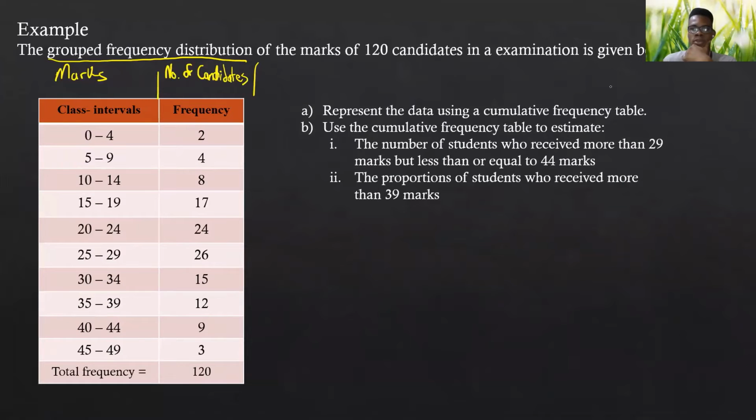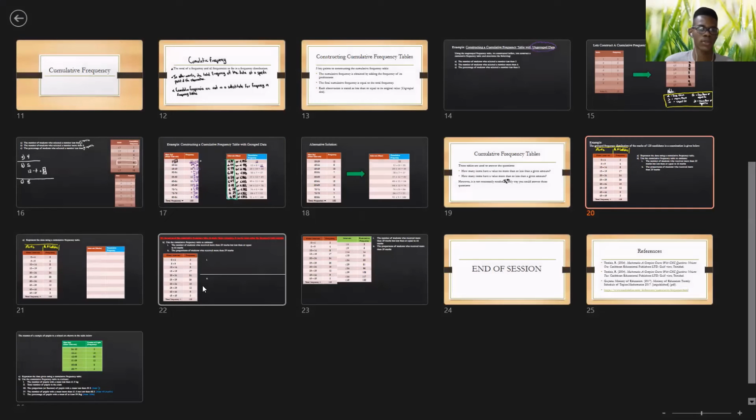So we finished with the first question, which tells us to construct the table. And the second part says use the cumulative frequency table to estimate the number of students who receive a score more than 29 but less than 44 marks, and the proportion of students who received more than 39 marks, right?